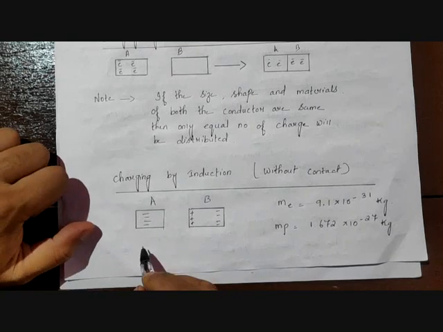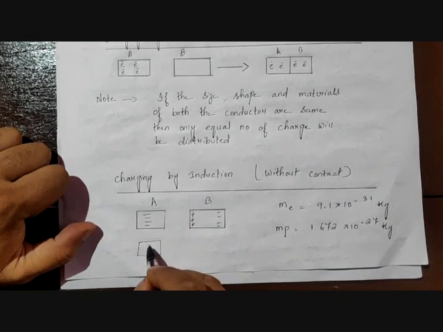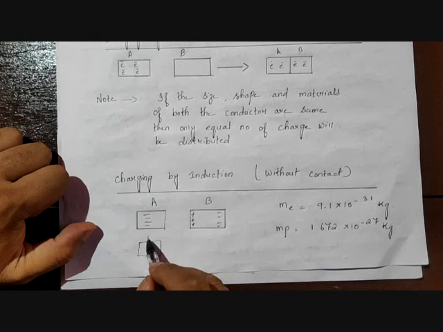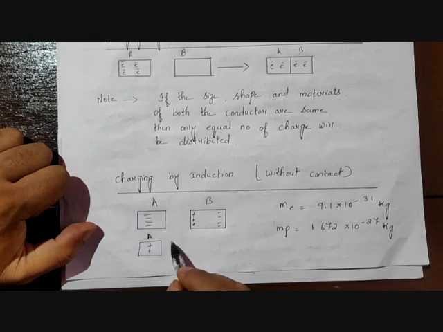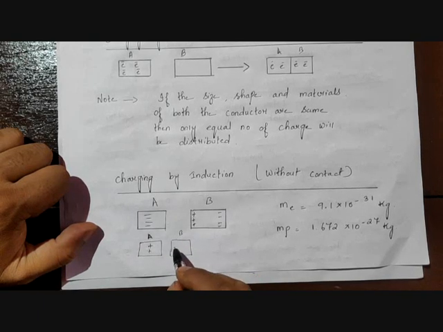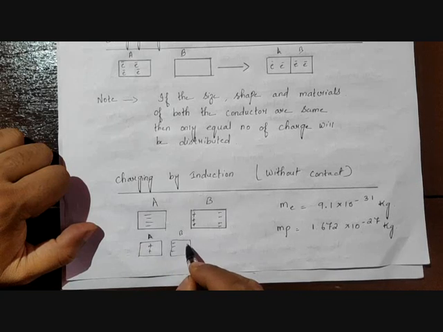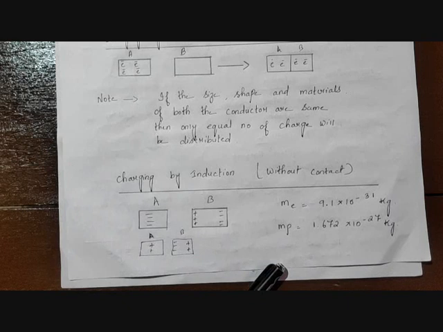Similarly, if I draw a body here and put positive here, for example, and now I bring a body near it, body B, which is neutral, what will happen? Here will be negative, here will be positive. Why? Because, as I said, the opposite charge will develop at the near end and the same charge will develop at the other end. Is it clear?